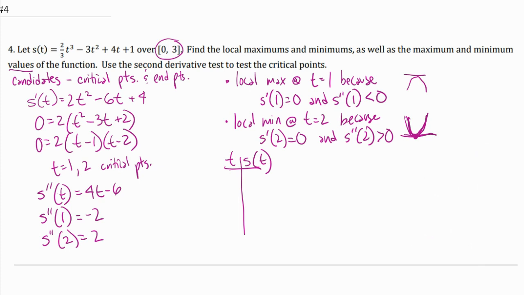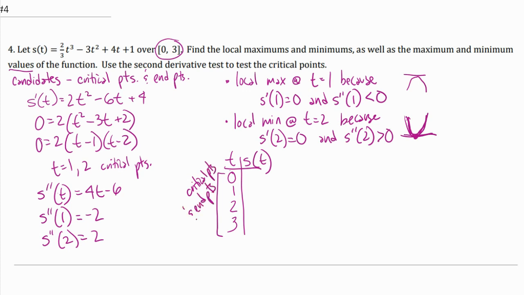You can have endpoint maxes and mins, you can have local maxes and mins, and you can have absolute maxes and mins. Absolute maxes and mins are local or endpoint. Okay, so let's figure out what happens here. So I'm going to test all of my candidates. Remember, my candidates are endpoints and my critical points. So I am only testing critical points and endpoints.